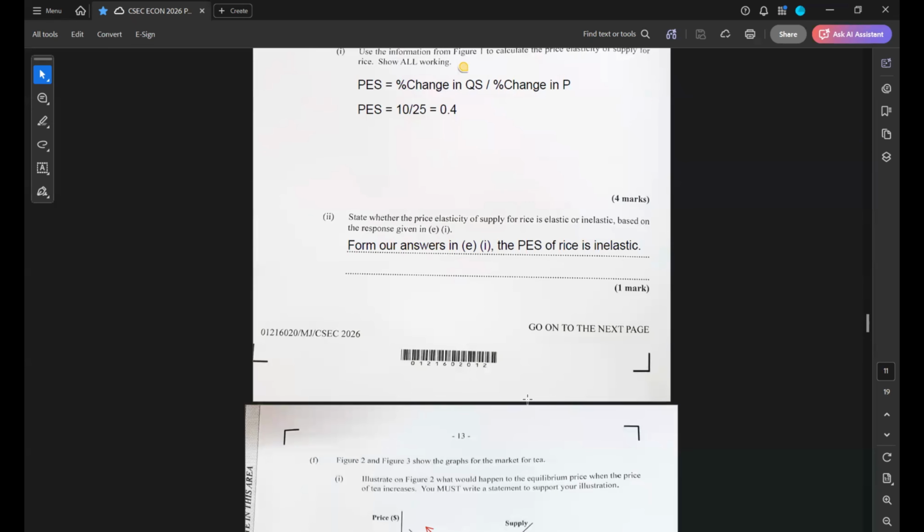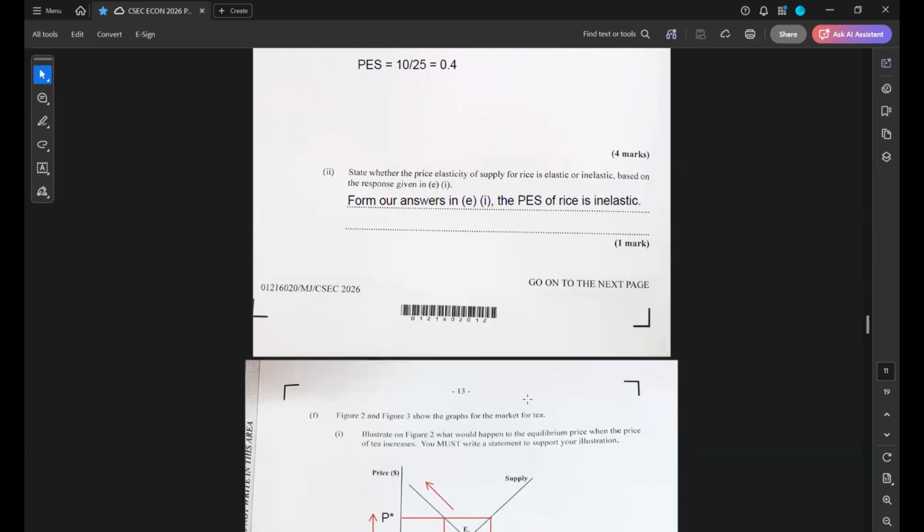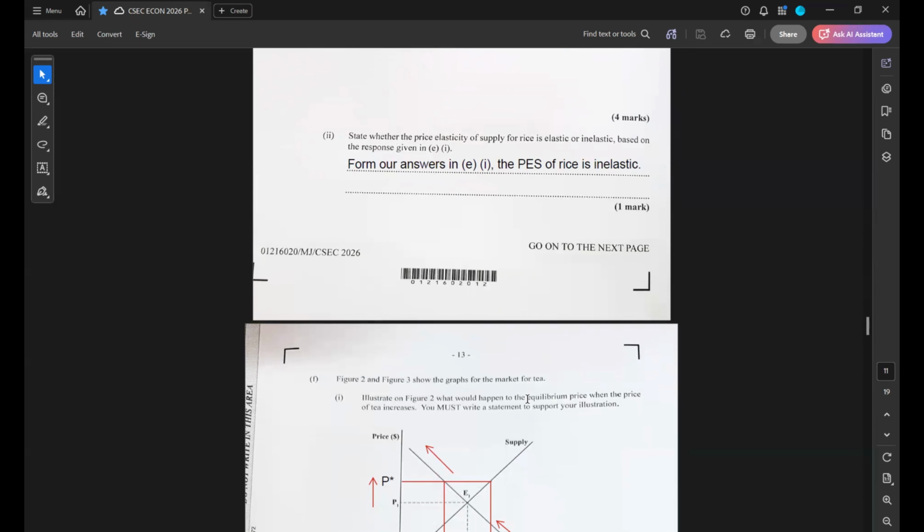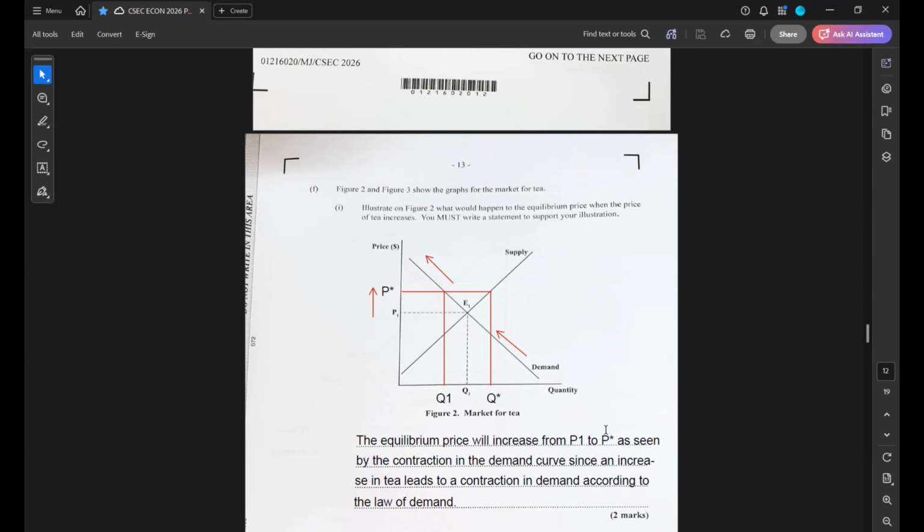Figure 2 and figure 3 show the graph for the market for tea. Illustrate on figure 2 what will happen to the equilibrium price when the price of tea increases. You must write a statement to support your illustration. Now, the equilibrium price will increase from P1 to P star, as seen by the contraction, a decrease.